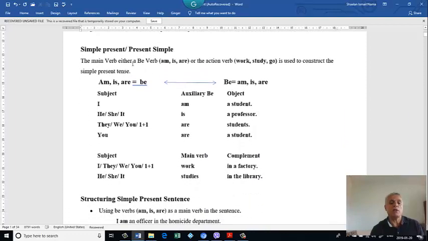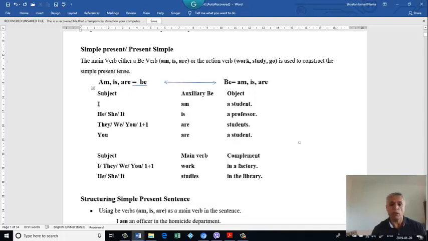The main verb is either, sometimes we call it the be verb or verb to be, which is am, is, or are, or the action verb, meaning something in action: work, study, go. It is used to construct the simple present tense. We write it like this: am, is, are, or you call them verb to be. Then we look at our sentence and how to construct it.